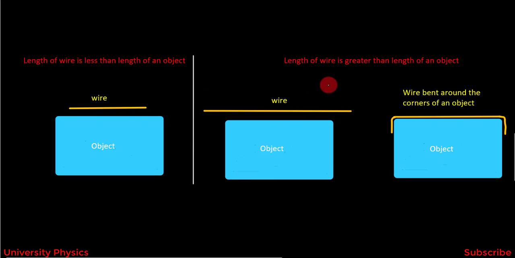But here in this case, the length of the wire is greater than the length of this object. So, we can easily bend this wire across the corner of this object as shown in this figure. In this figure, the wire is bent across the corner of this object. This example is very similar to light waves and sound waves.